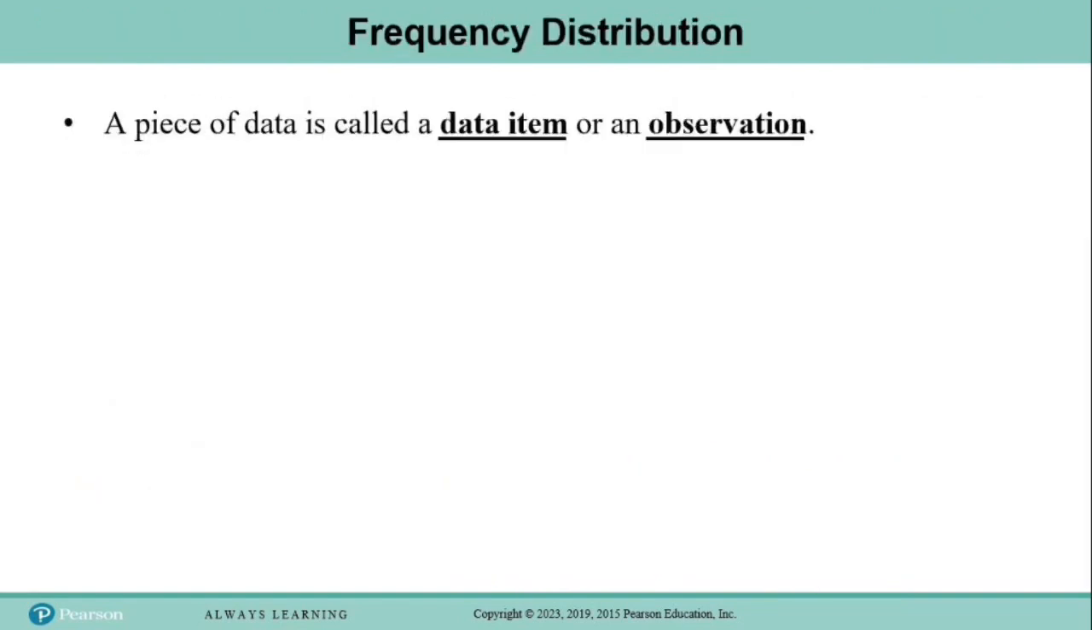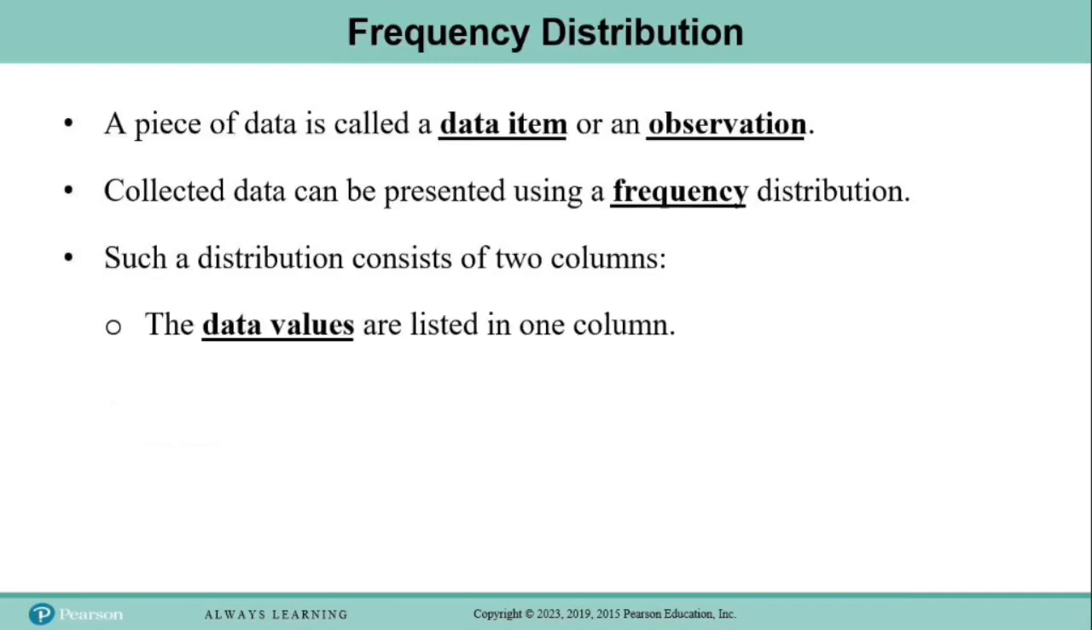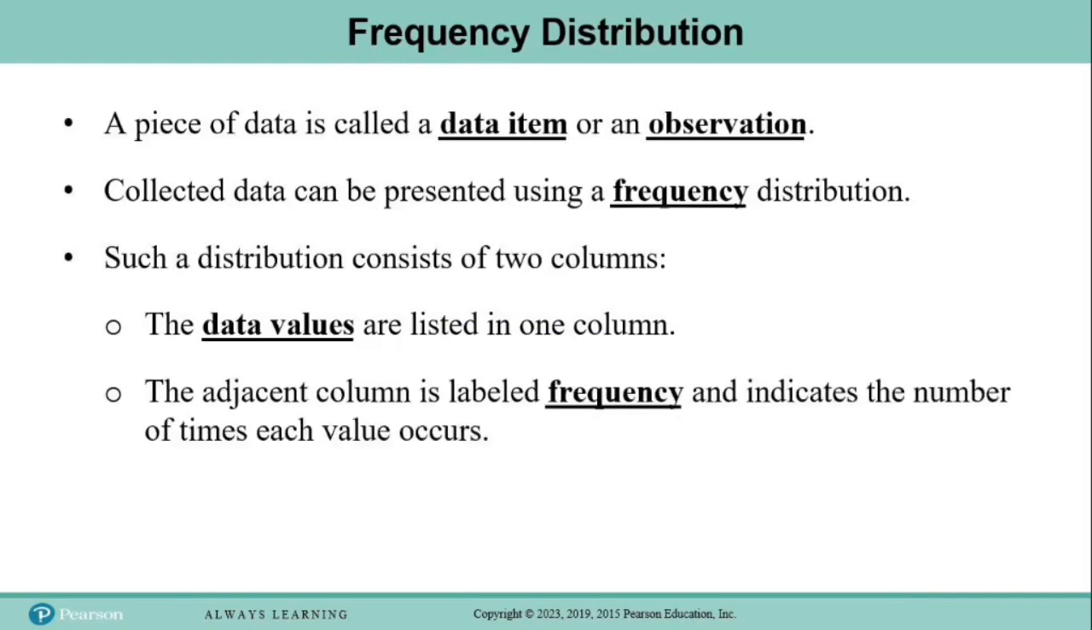Okay, now what do we do with data once we collect it? Well, a piece of data is called a data item or an observation. Once the data is collected, it can be presented using a frequency distribution. And a frequency distribution has 2 columns. We put the data values in one column, and then in the other column we label that frequency, and that tells how many times that value occurs. You've seen tables like this before. You just may not have called them frequency distributions. But we'll have the data values in the left column and the frequency in the right column.